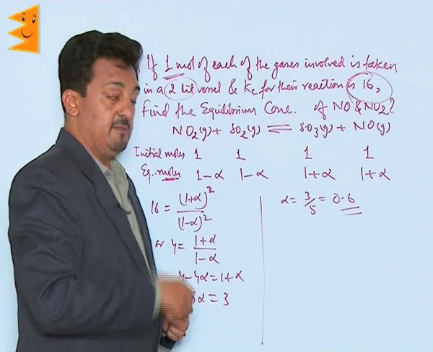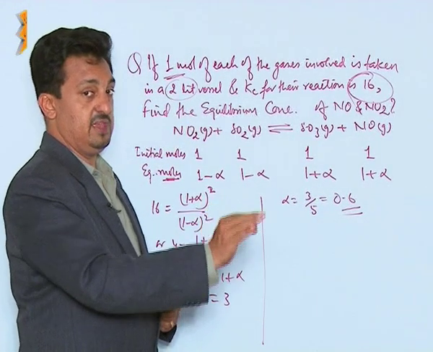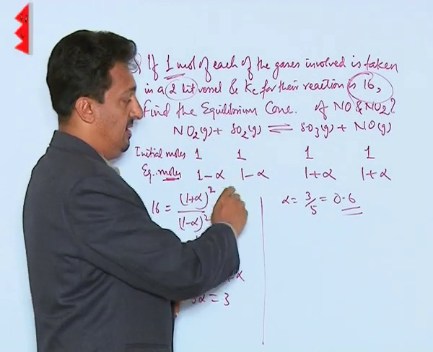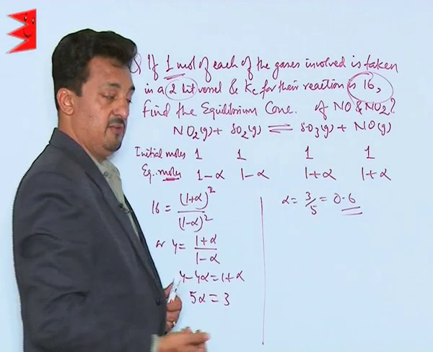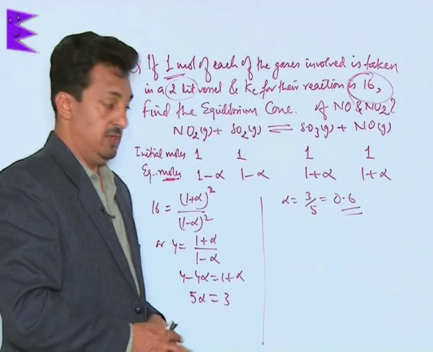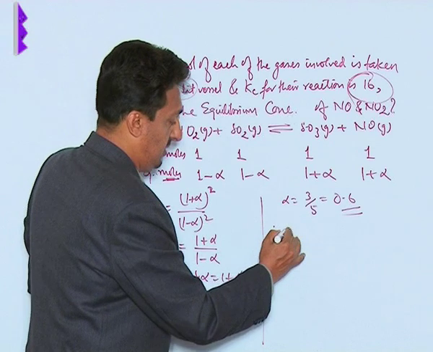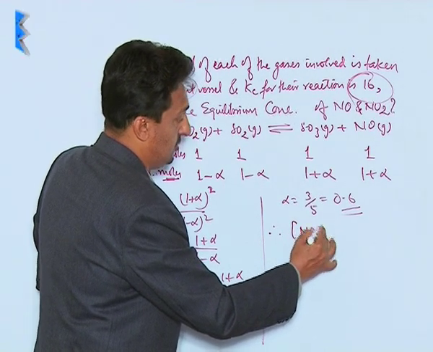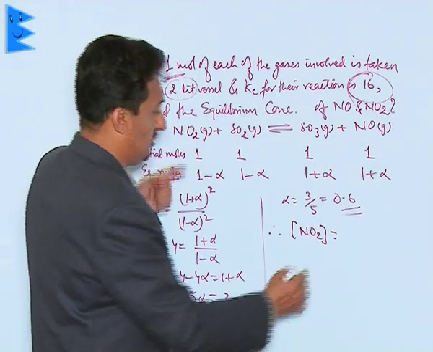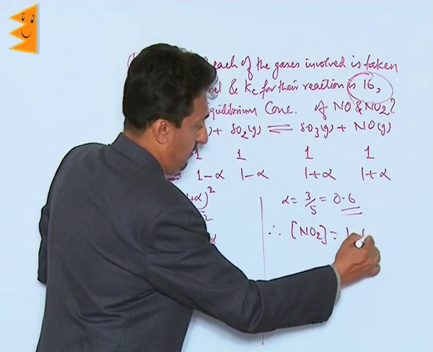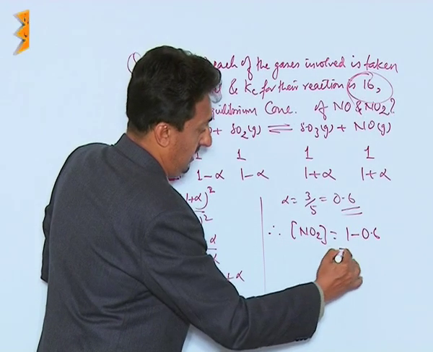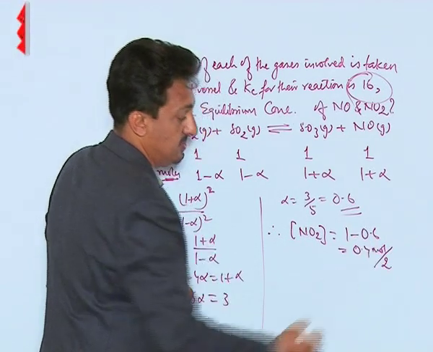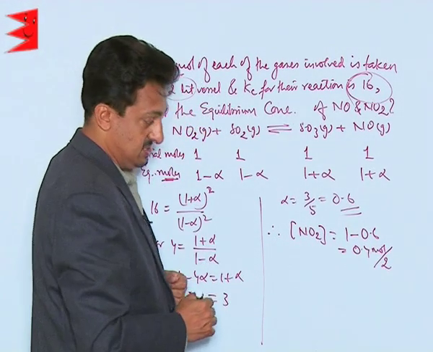It means what? 0.6 moles of the SO2 and NO2 has reacted, and 0.6 moles of SO3 and NO are formed at equilibrium. So what is the concentration? Therefore, concentration of NO2, let us find out first. This NO2 will be 1 minus 0.6, it will be 0.4 moles divided by 2. That will be your concentration.